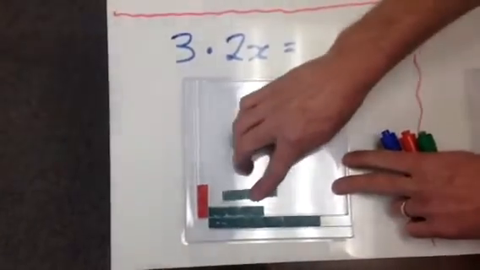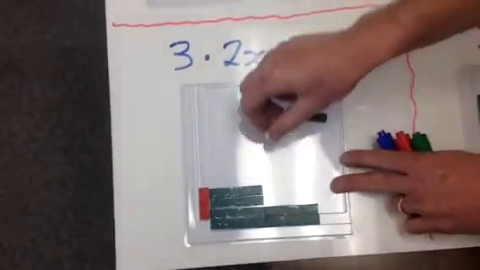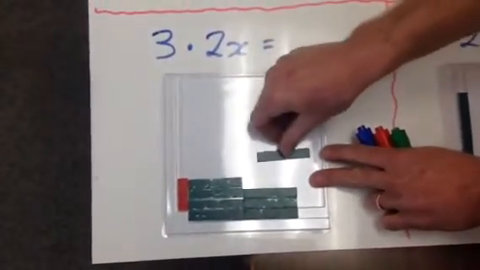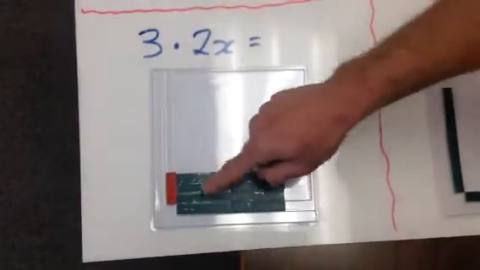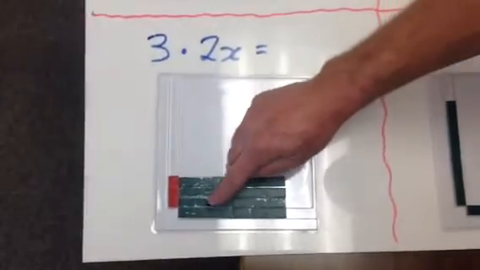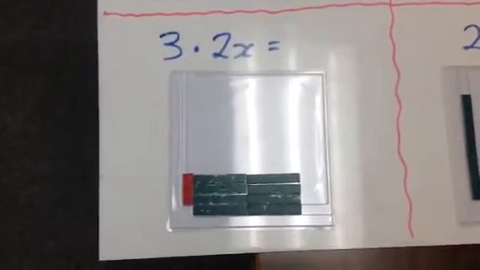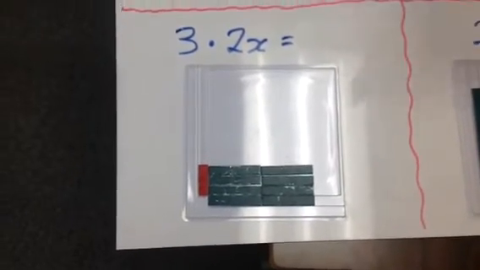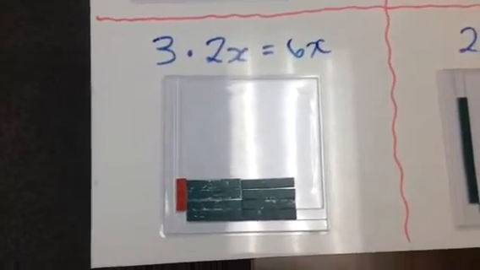There we go. So that's all filled in now. So the rectangle that has an area of 3 by 2 x's is, if I count all that up, 6 x's. So the answer to that question, 3 groups of 2x, is 6 x's. Done.